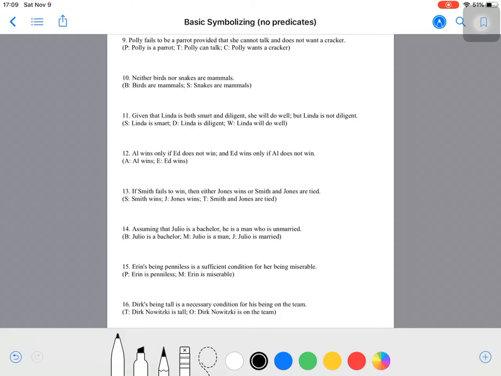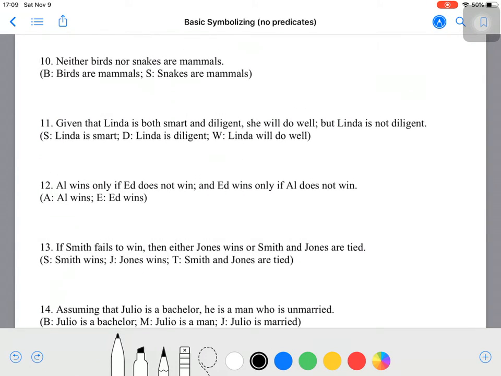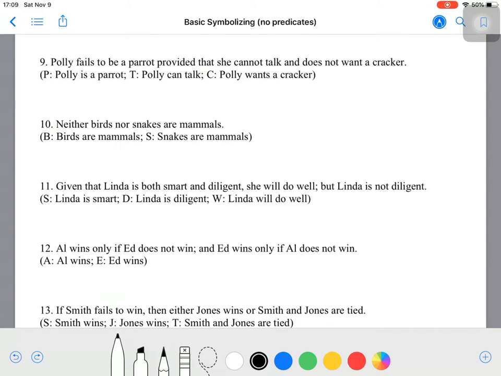Alright folks, so we're going to do some more translations, and again this is going to be translations that are using only single atomic letters. Much like the first video, I'm going to be redoing this one just because the first version was a little bit not that great. So let's start with number 9.